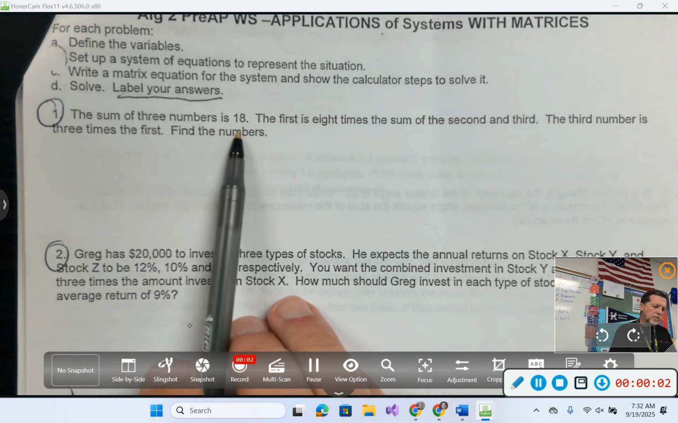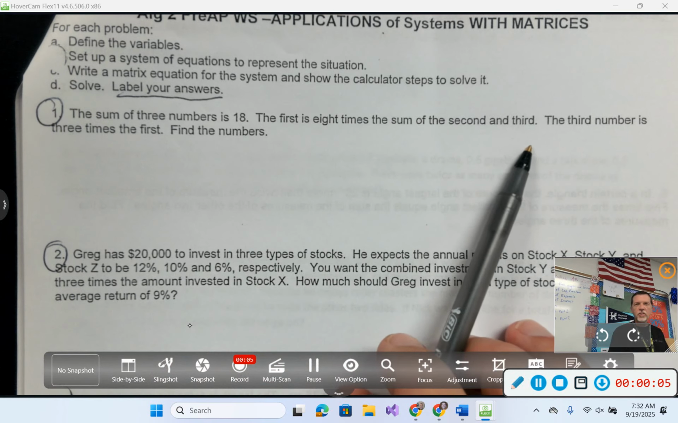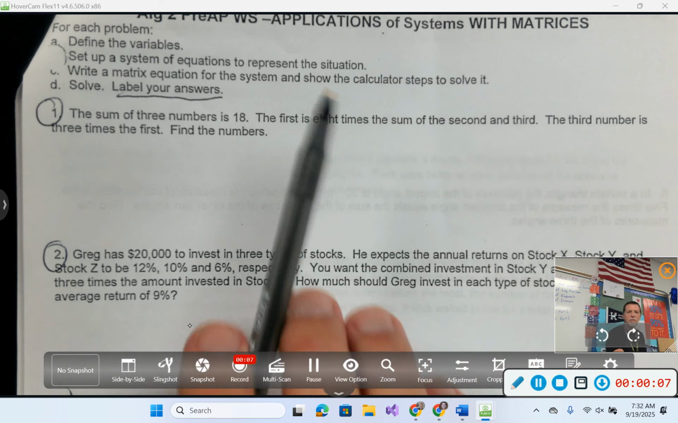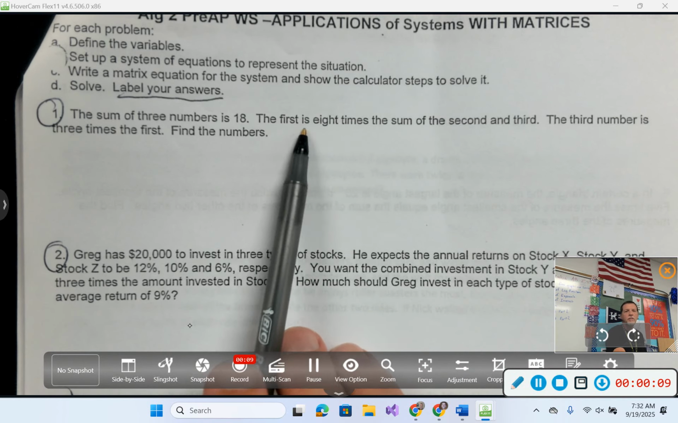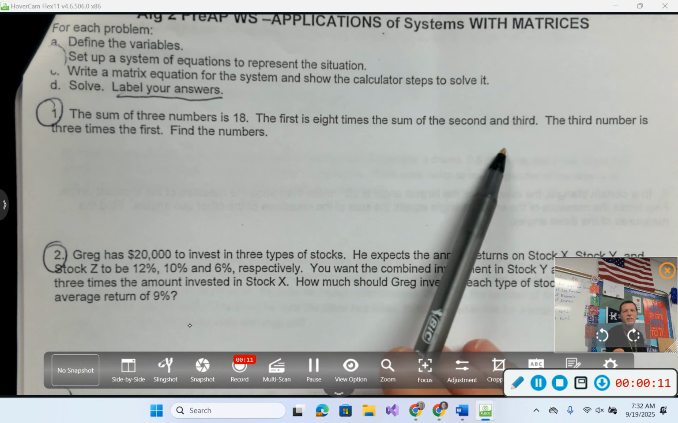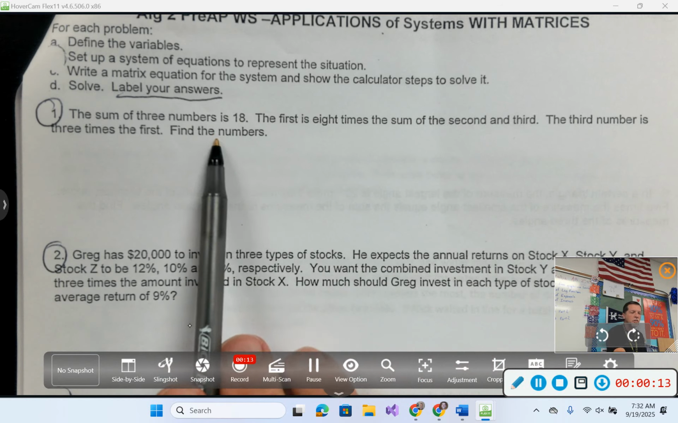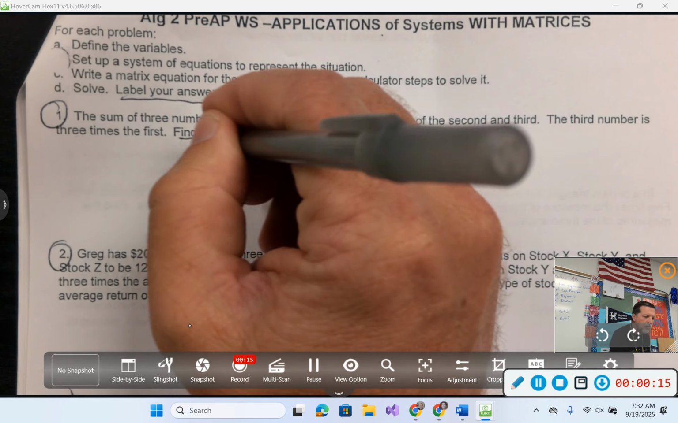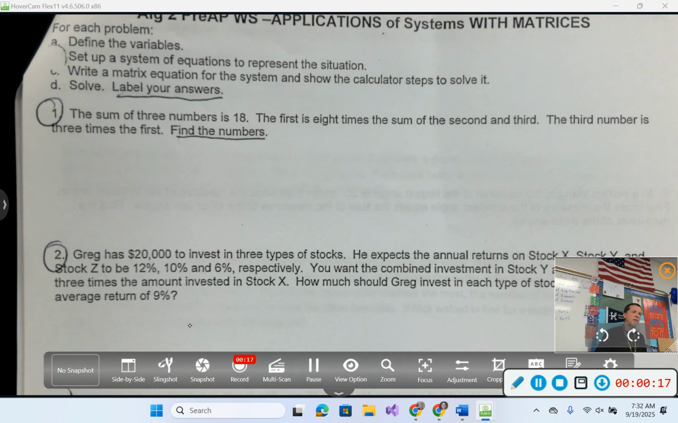The sum of three numbers is 18. Let's just read through it first, and then we'll go back and slow it down and put equations on this. The first is 8 times the sum of the second and third. The third is 3 times the first. Find the numbers. Okay, so we're looking for three numbers.